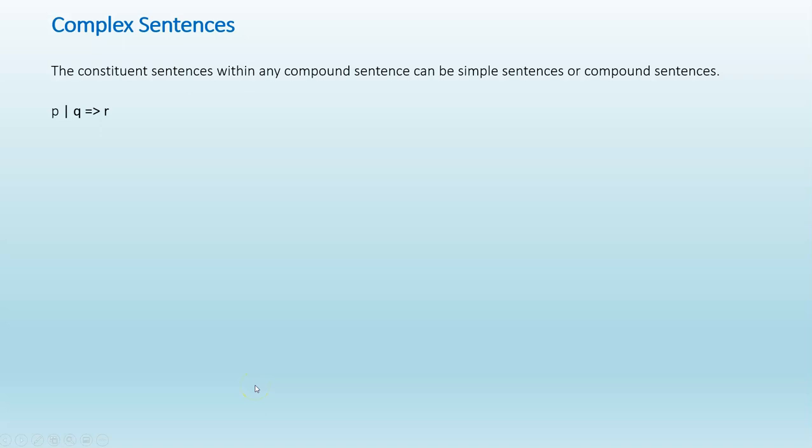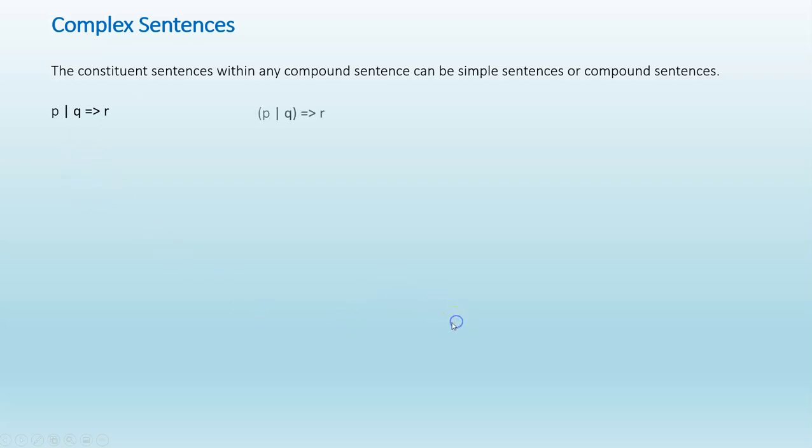I'm going to tell you that the constituents of the sentences within any compound sentence can be simple sentences, or they themselves can be compound sentences. So what does that mean? This is a compound sentence here because it is an implication that has an antecedent and a consequent. Now, the antecedent here, if you'll notice, is a disjunction. So the antecedent itself is a compound sentence. So this is a complex sentence.